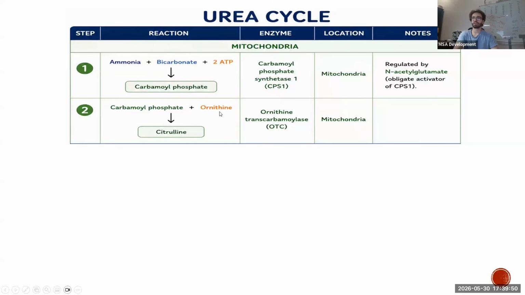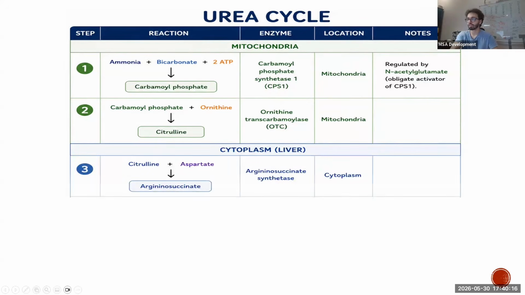Ornithine is a carrier, it's a transporter. It transports stuff, it takes stuff, puts them somewhere, then takes something else, puts them back. I'm going to show you how in a bit. For now, just know what I said. So carbamoyl phosphate will combine with ornithine, and through the enzyme ornithine transcarbamylase, we will get citrulline. All of this happens where? In the mitochondria.